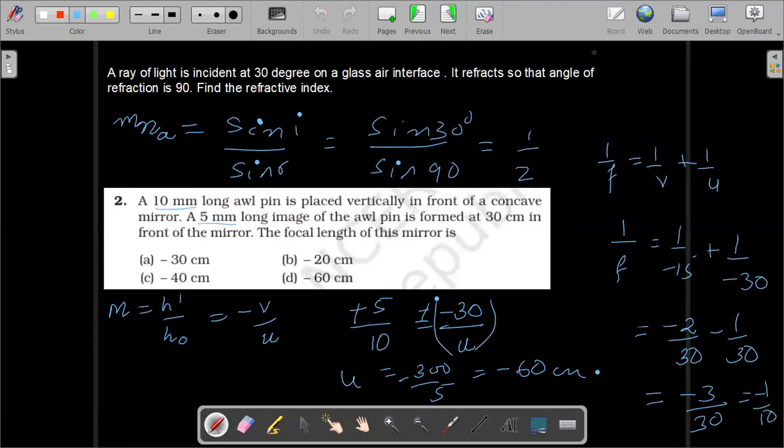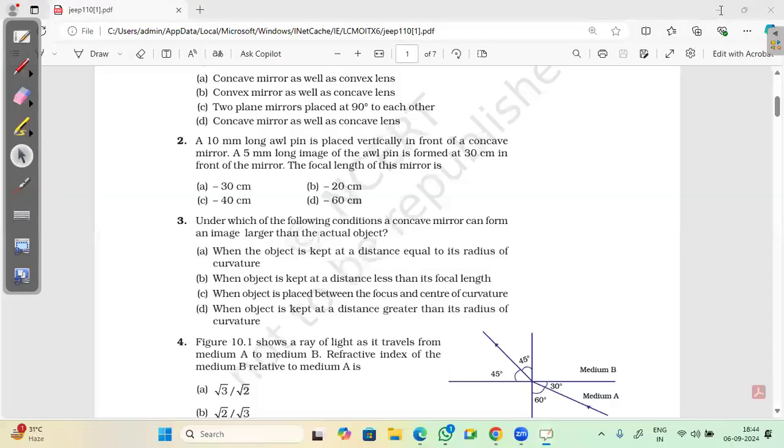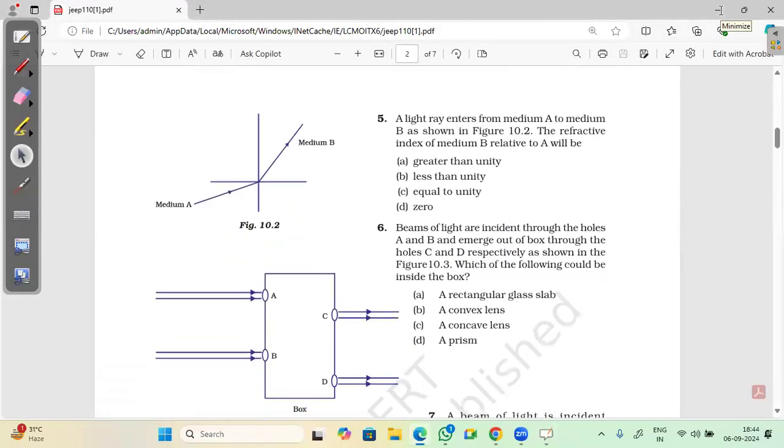Yes. So you can just do the questions which I have sent in the group. All these questions you can try to do.